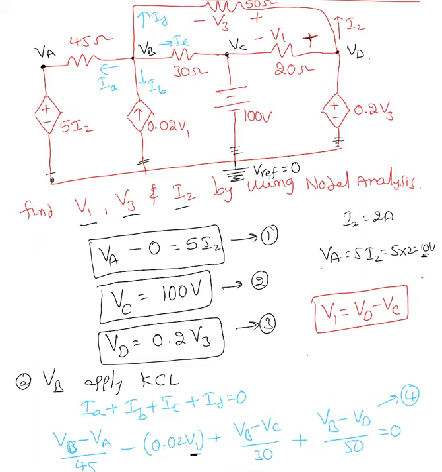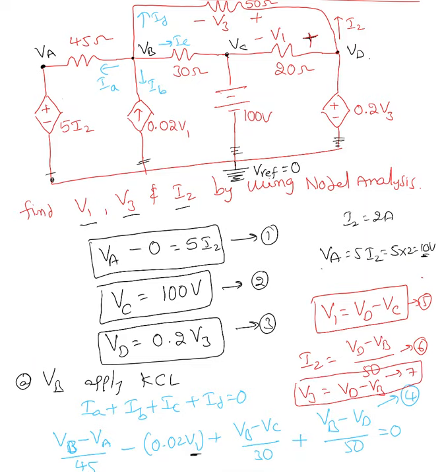I can write I2 equal to, let me label this as the fifth equation, I2 equal to VD minus VB over 50. This is my sixth equation. Another equation I need is V3. I can write V3 equal to VD minus VB, because VD has the positive voltage and VB has the negative voltage, so V3 must be VD minus VB. This is my seventh equation.